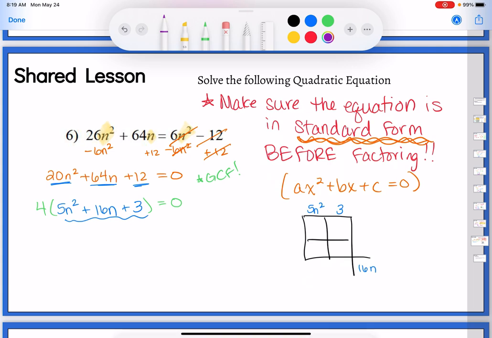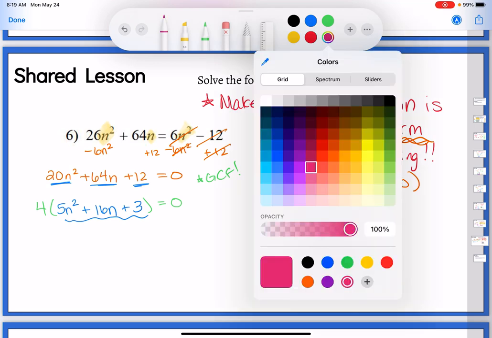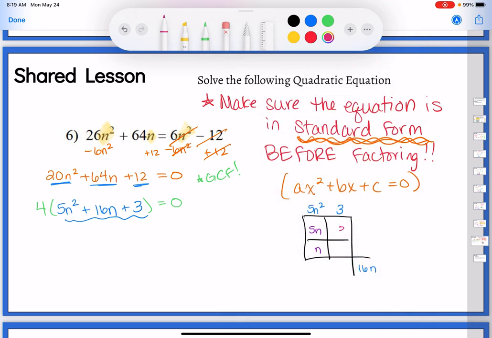Okay, let's see. 5n times n gives me 5n squared. Must be 3 times 1. Oh, okay. Now if I multiply across, 5n times 3 gives me 15n. N times 1 gives me 1n. 15n plus 1n gives me 16n. So I got it. Okay.